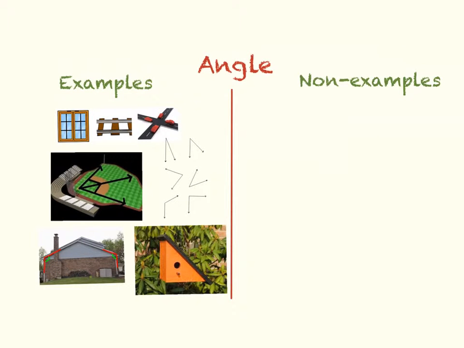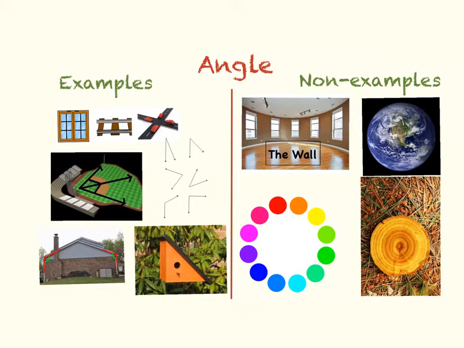The first word is angle, and here are some examples of the word angle. These are all examples of angles. Now we're going to see some non-examples of angles. And these are some non-examples of angles.